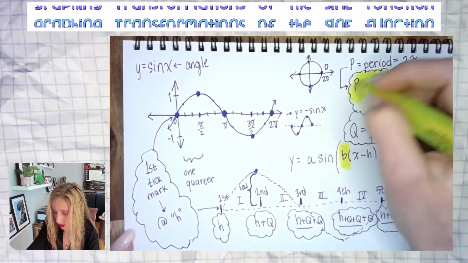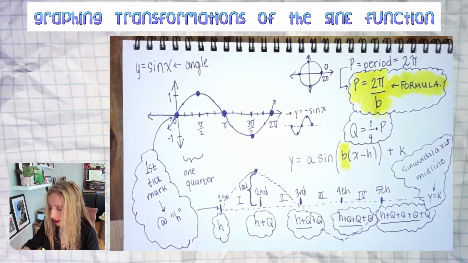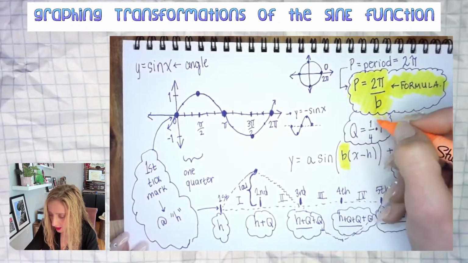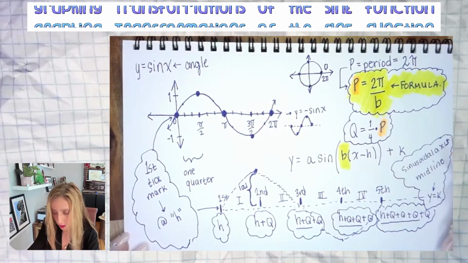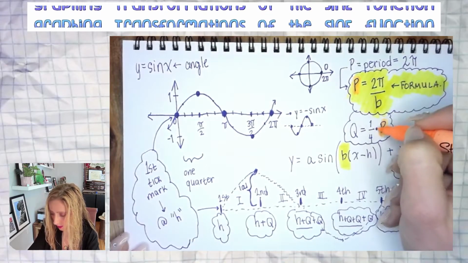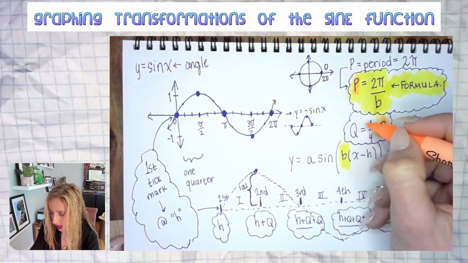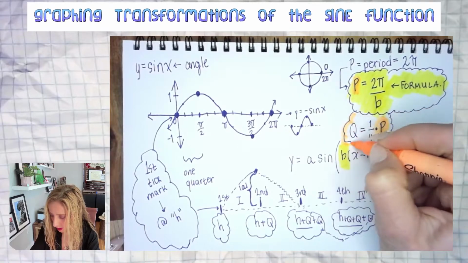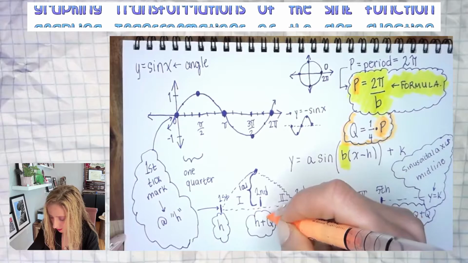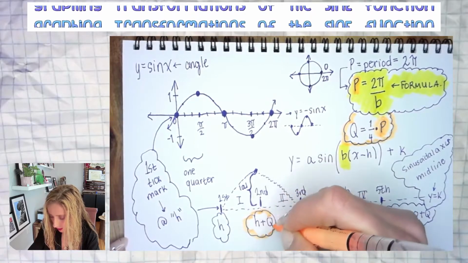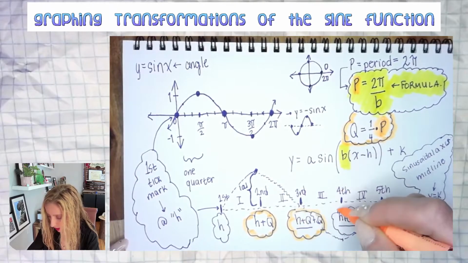So the B value affects the period. The period, we'll see if I run out of highlighter colors, is going to affect the quarter period, okay? That's going to affect the quarter of the period. From there, the quarter period is what helps us label our tick marks.